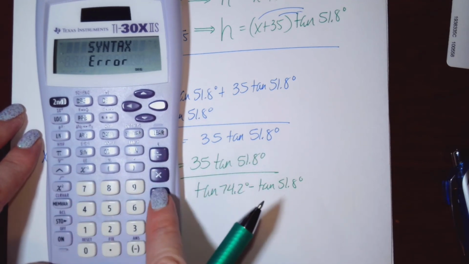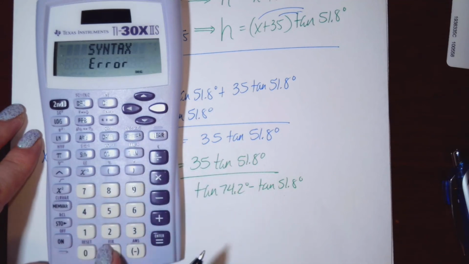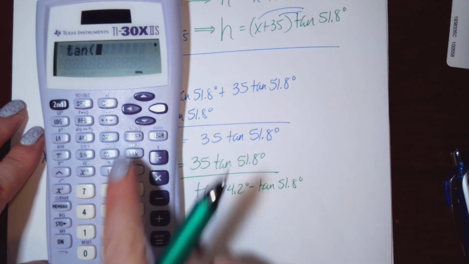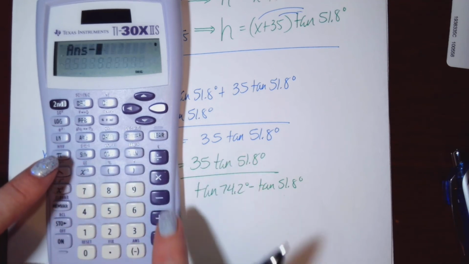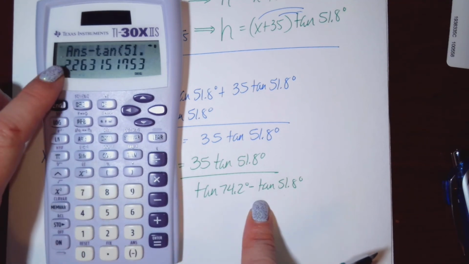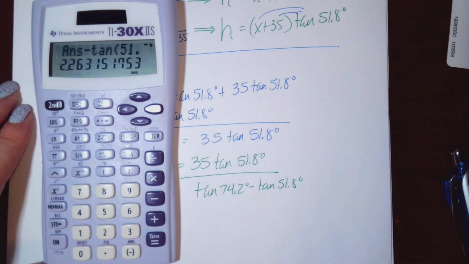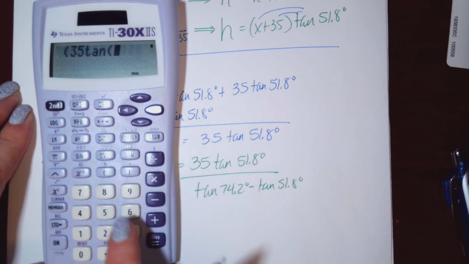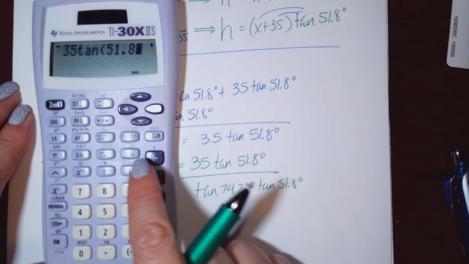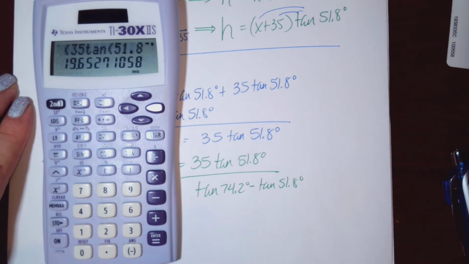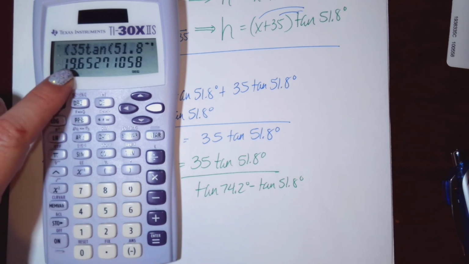Here we go, practicing our calculator skills. There's not my denominator, there's my syntax error. Let's try again. Tangent of 74.2 minus tangent of 51.8. That's my denominator that I need. All right, so I'm going to do 35 tangent of 51.8, and I've got two parentheses open, so I'm going to close both of those and divide it by that denominator that I found. There we go. There's my value for x.